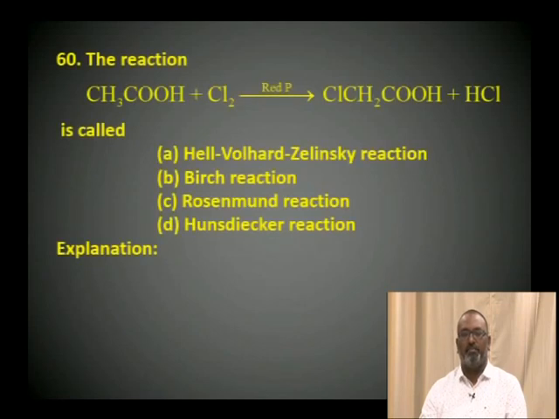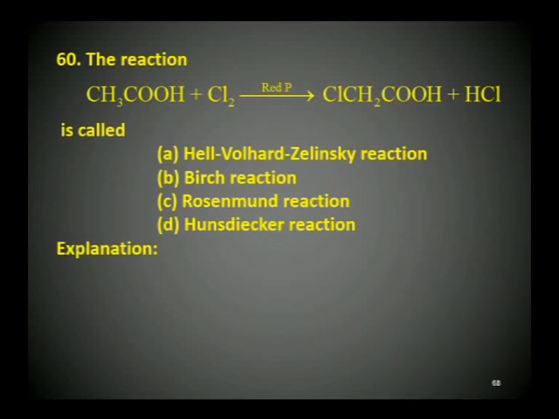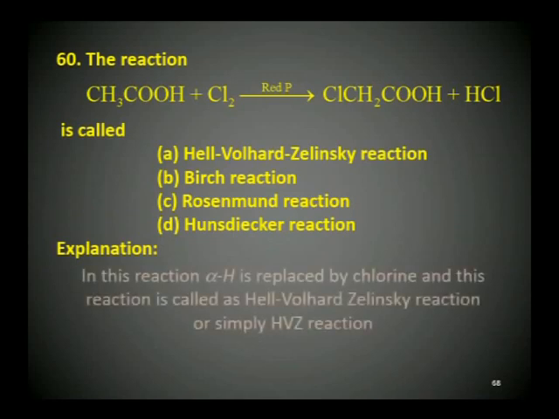Question number 60. When acetic acid is treated with chlorine in the presence of red phosphorus, chloroacetic acid is produced and HCl also. This reaction is also called Hell-Volhard-Zelinsky reaction, Bridge reaction, Rosenmund reaction or Hunsdiecker reaction. In this reaction, alpha hydrogen is replaced by chlorine, and this reaction is called the Hell-Volhard-Zelinsky reaction, or simply the HVZ reaction. So the correct option is A.